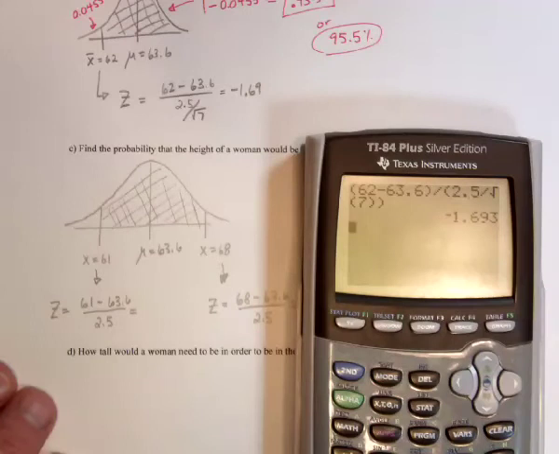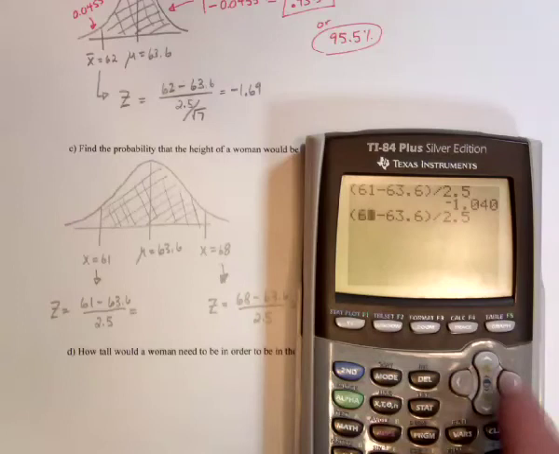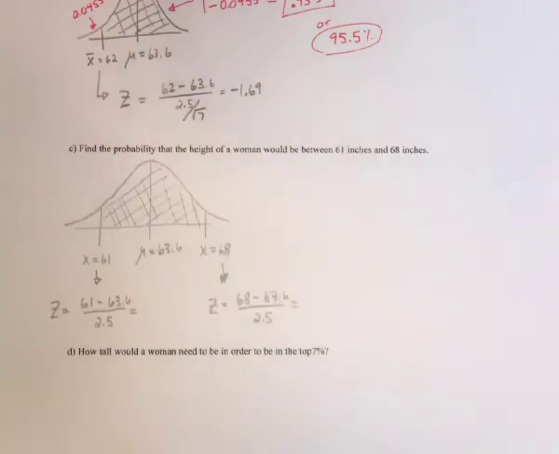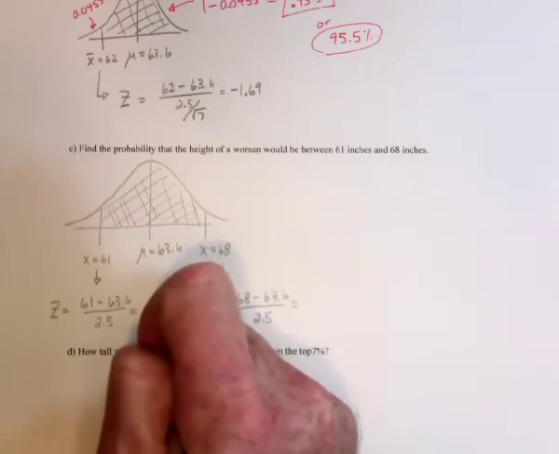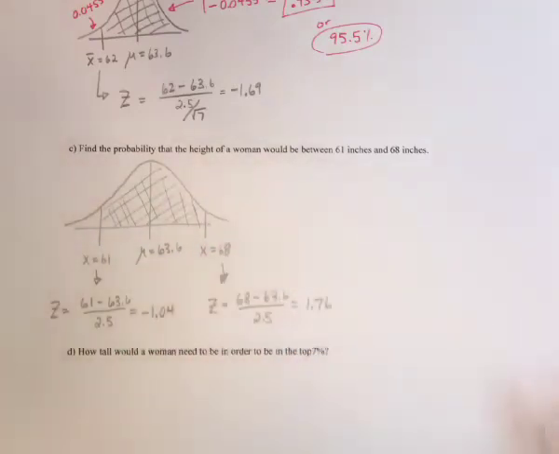And then calculator time. So 61 minus 63.6 in parentheses divided by 2.5. And then do the same thing. If you don't feel like retyping it, just press second enter, and it'll give you the last problem back again. And just change this to 68. So negative 1.04 and 1.76. This one is negative 1.04, this one 1.76.